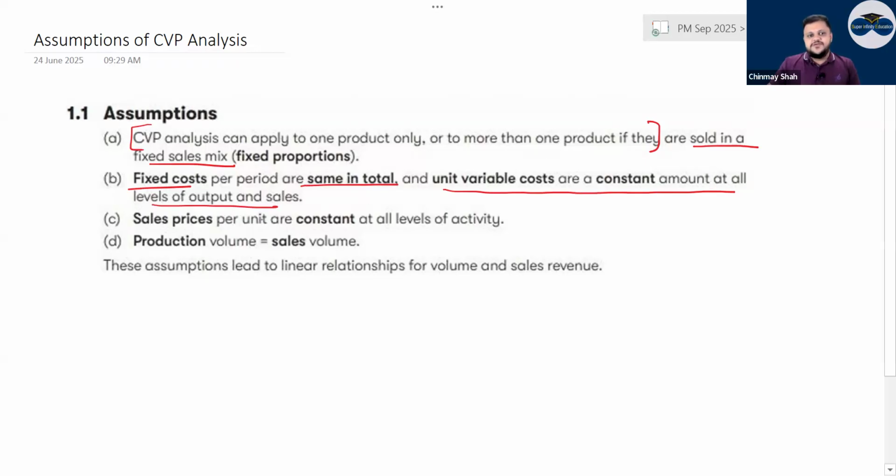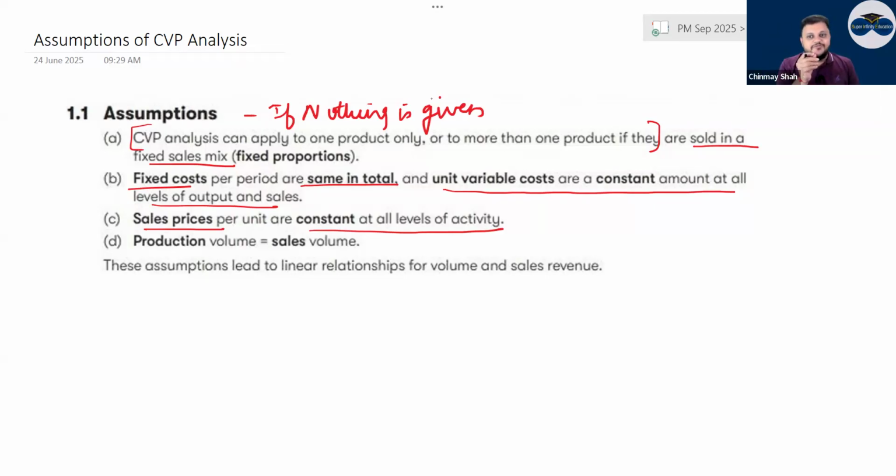अरे थर्ड पॉइंट देखो, हैव वी टॉक्ड अबाउट थर्ड पॉइंट एंड फोर्थ पॉइंट? Selling price is constant if nothing is given, right? Assumptions yani if nothing is given in the question, specifically, then you can assume variable cost per unit same hai, selling price per unit same hai, fixed cost in total same hai, is what all these 3 points are.